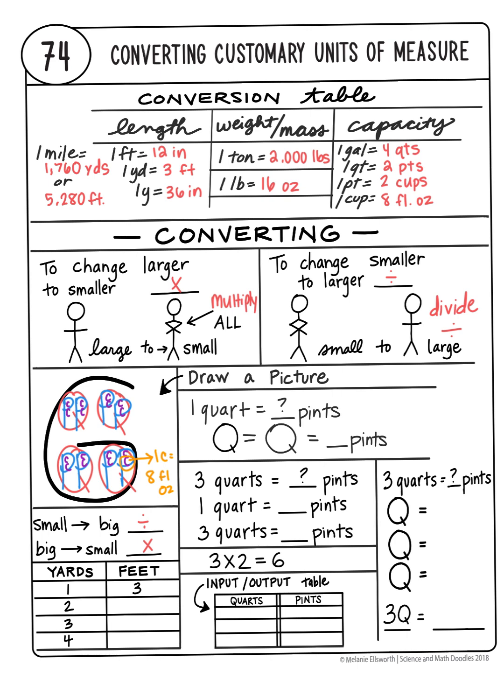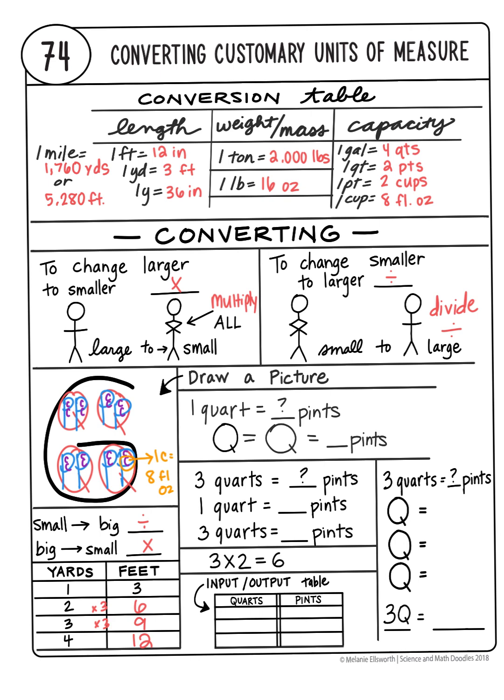So let's start with our yards and our feet. I know that 1 yard is equal to 3 feet. If I have 2 yards, I'm going from big to small, so I'm going to multiply times 3 and I get 6. Why did I multiply by 3? Because up here I know that 3 feet equals 1 yard. So if I have 3 yards, I'm going to multiply by 3 again, and that's equal to 9 feet.